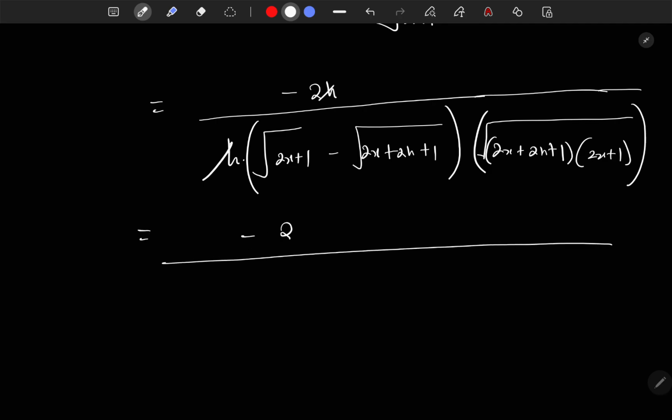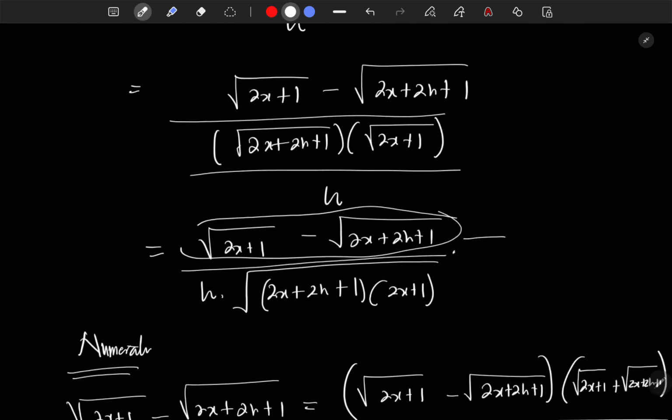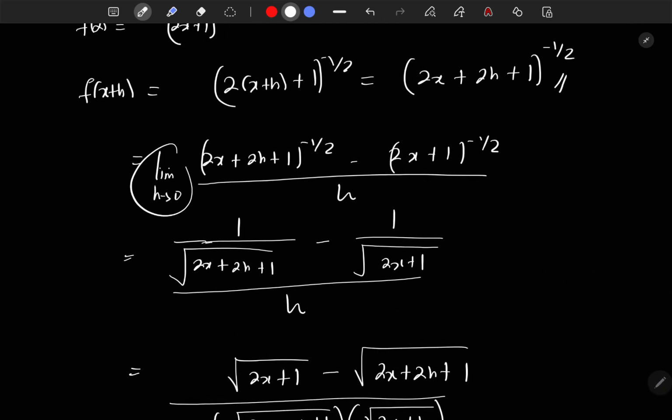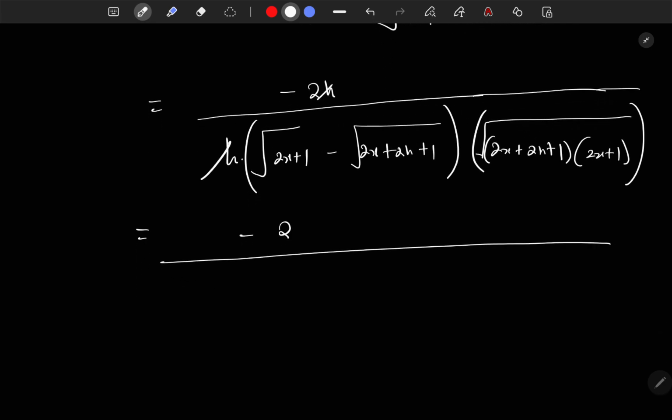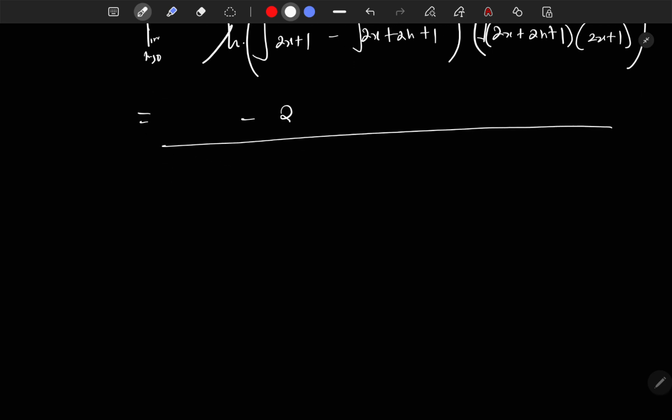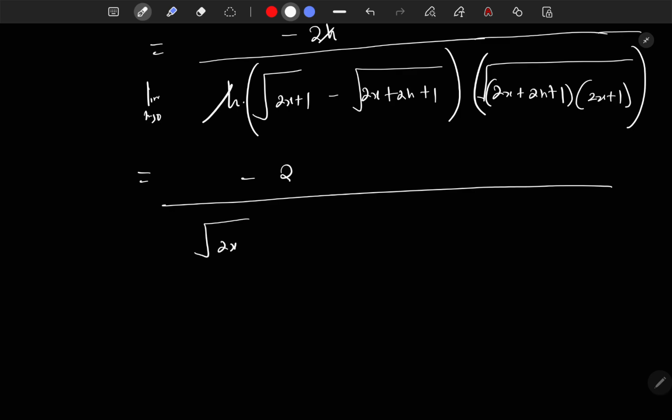Good. Since we've got negative 2, can we fail to expand this? Recall that our h is approaching 0. So as h approaches 0, if I put 0 there, what does this become? That's where we need to go now. This becomes negative 2, and that one will give me the square root of 2x plus 1 multiplying it.